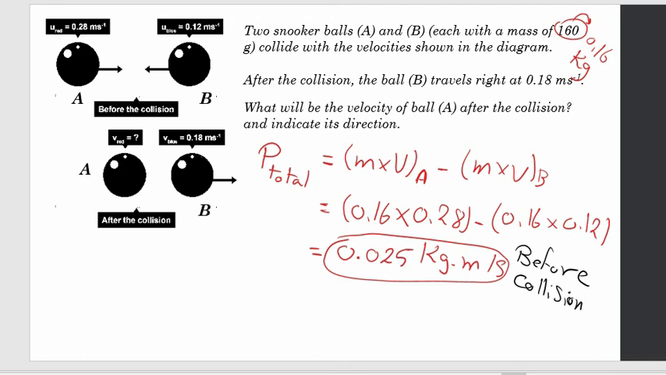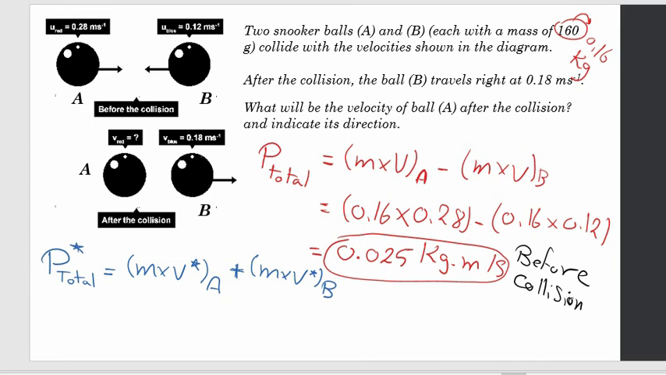Now to find the momentum after the collision, the momentum P star, which means the total momentum after the collision, is going to equal mass times V star, which means velocity after the collision for ball A, added to mass times velocity after the collision for ball B.